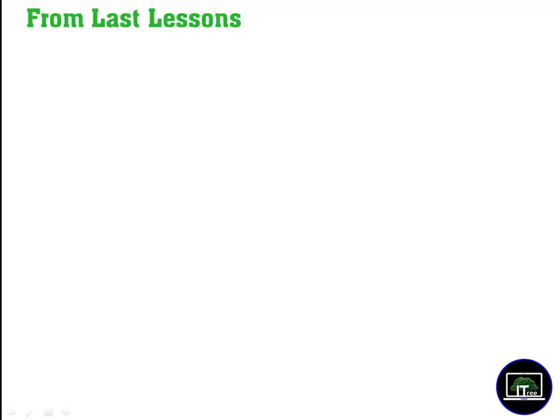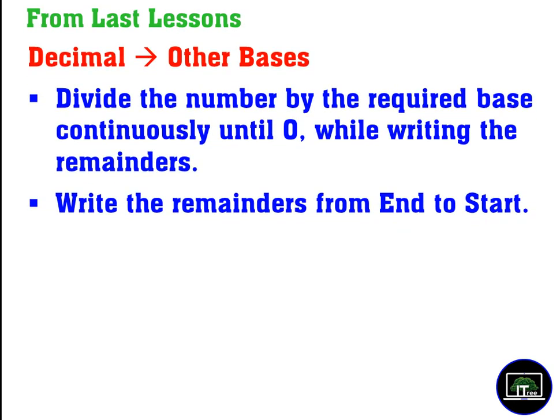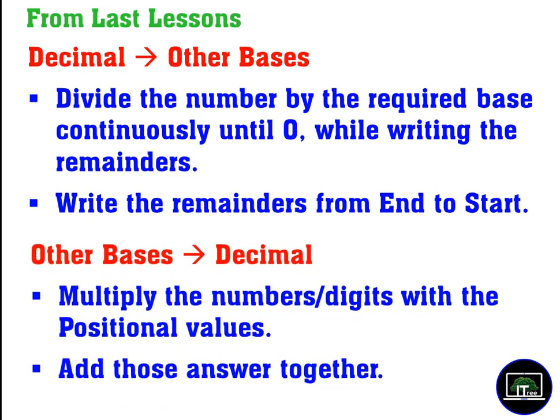First of all, we look at what we have discussed in the last lessons. We have discussed how to convert a decimal number into other bases. The simple method is to divide the number by the base continuously until you get 0. While you are dividing, you write the remainders. At the end, you write all the remainders from end to start. Then we have discussed how we could convert any base number to decimal. The simple method is to multiply the number by the positional value, then add all those answers together. Those have been discussed in our previous videos in very much detail. If you are not familiar with these conversions, you could watch those videos.